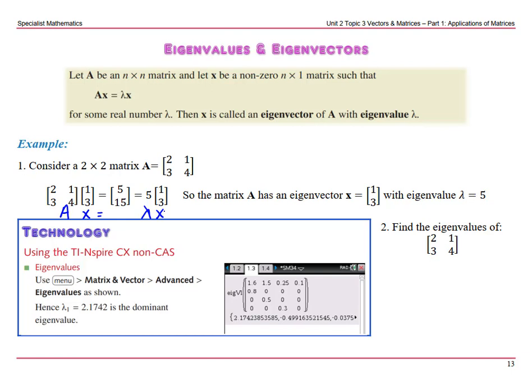Okay. Now, using technology is the best way to be able to find eigenvalues. We are not going to do them by hand. So I'm going to go through how to do it with you on the calculator. The summary is here, so you can look that back up later. But let's go and find the eigenvalues of 2, 1, 3, and 4 on our calculator.